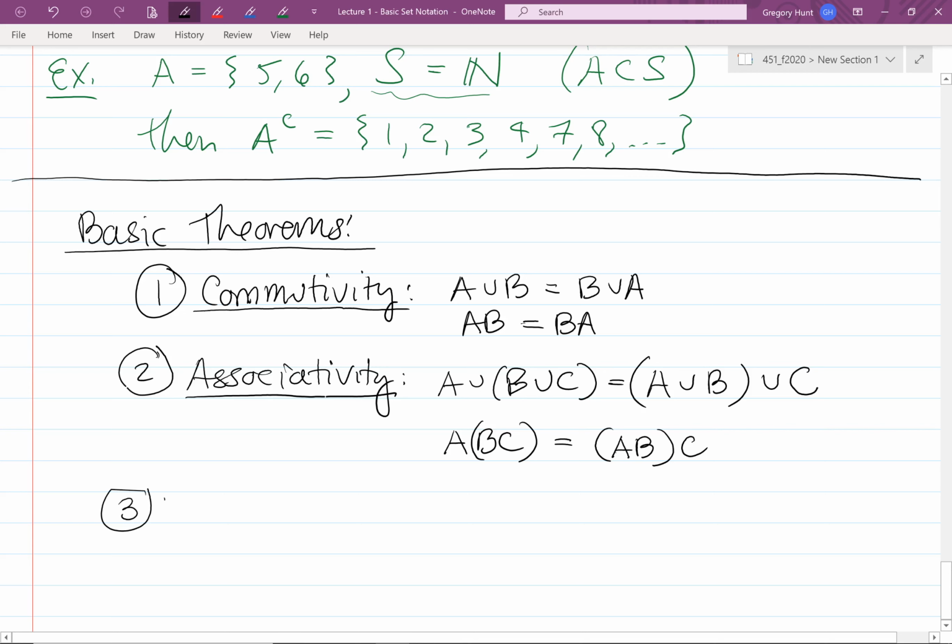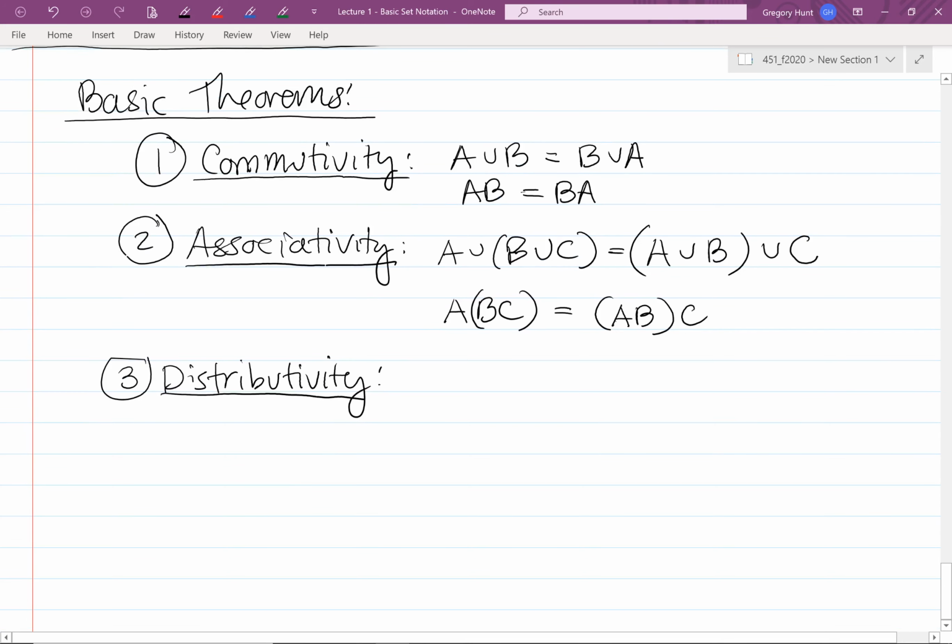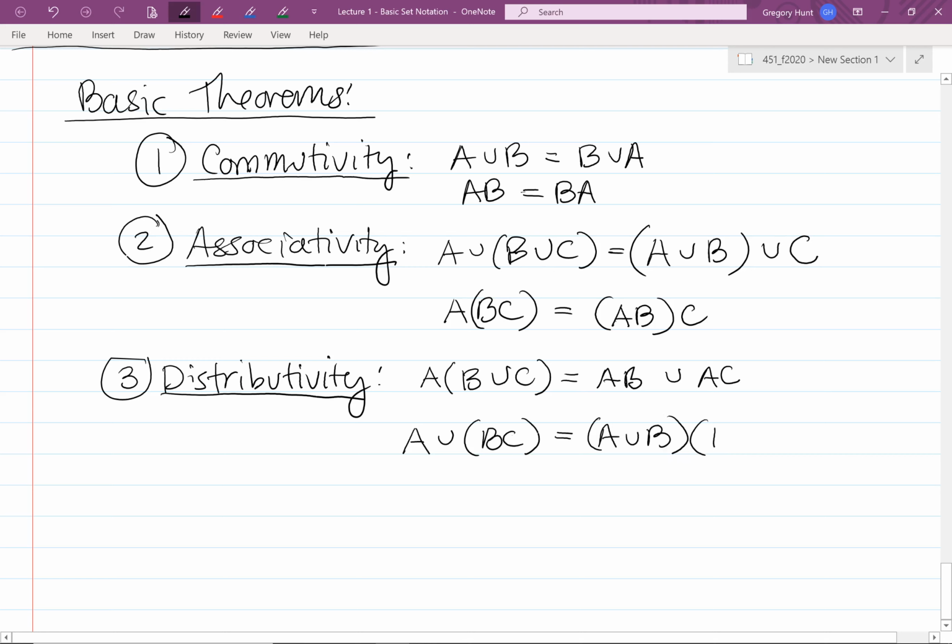There's also a distributivity law, and how intersection and union interact with each other. There's a couple ways of writing this, or a couple forms of it. If I look at A intersect B union C, I can distribute my intersection across the union. This is AB union AC. And I can also do the same thing switching intersection and union. If I have A union B intersect C, I can distribute my union across the intersection. This is A union B intersect A union C. So I can distribute things nicely in that way.